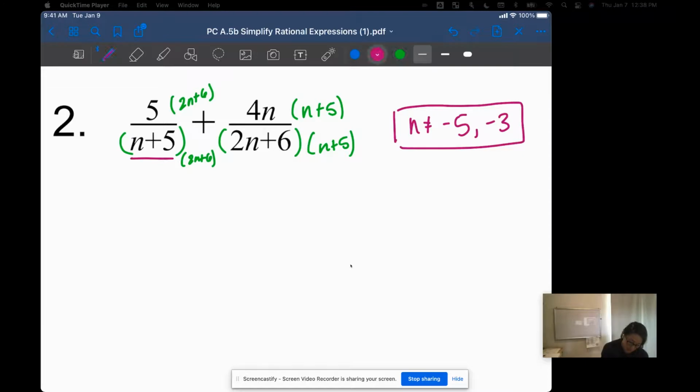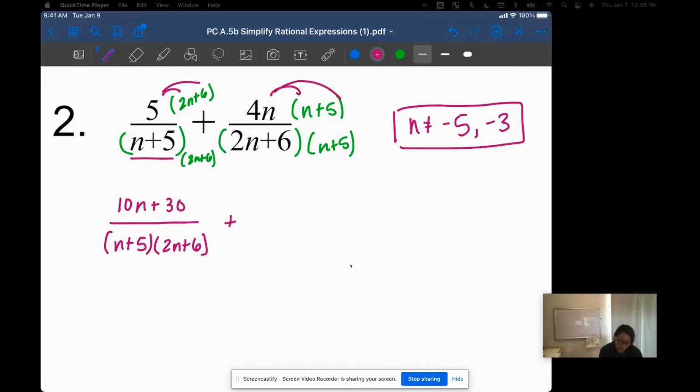Okay, so now I distribute. I get 10n plus 30 over n plus 5 times 2n plus 6, plus, distribute in the second fraction, positive 4n times n is 4n squared, and positive 4n times 5 gives me positive 20n, all over 2n plus 6 times n plus 5. And you can put it in the other order if you want. All right, now I'm going to combine the numerators.